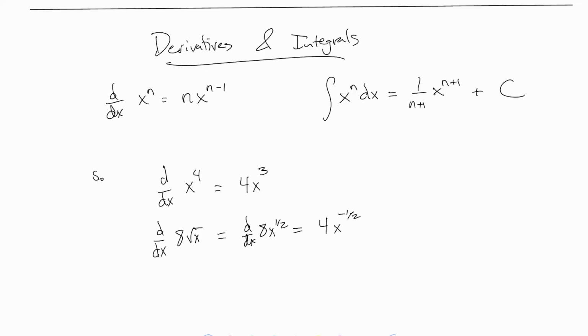And I would just leave my answer looking like that. If you want, you could write 4 over x to the 1/2 or 4 over the square root of x, although those are not any better than 4x to the minus 1/2. All right? Yes? So you're okay with us leaving negative exponents? I am okay with you leaving negative exponents.